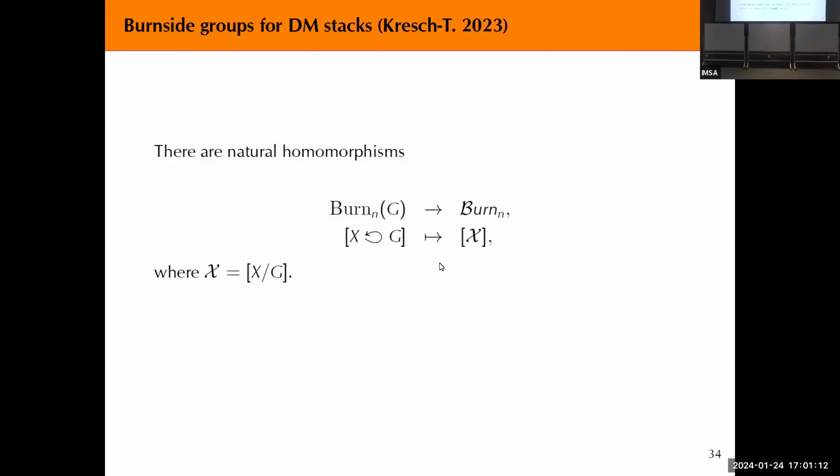And then we were asking, well, how does it compare to the previous things? We show that indeed there are natural homomorphisms from Burnside groups of varieties with G actions, Burn_G, to this Burnside group for stacks. And what you do is you take the G action and you just map it to the class of the quotient stack X mod G. And then we want a specialization. And it turned out that specialization is actually not working in this context.